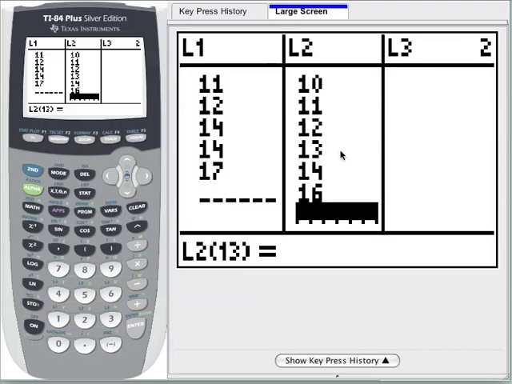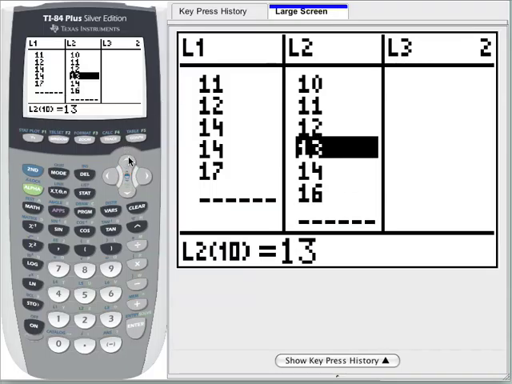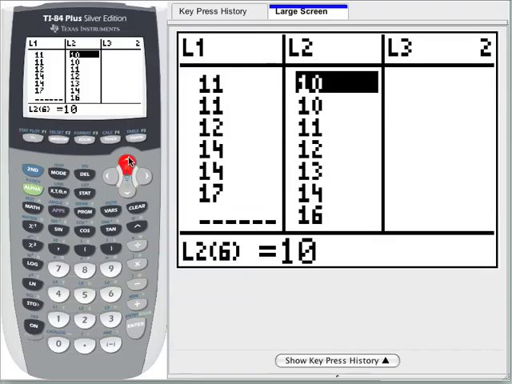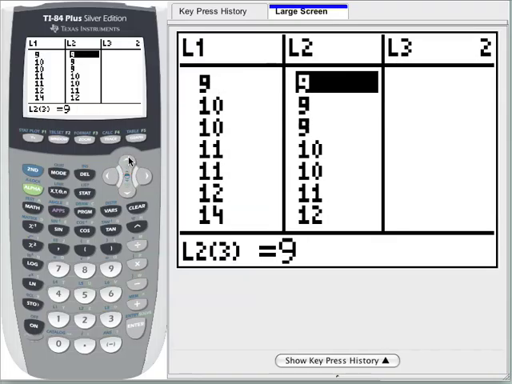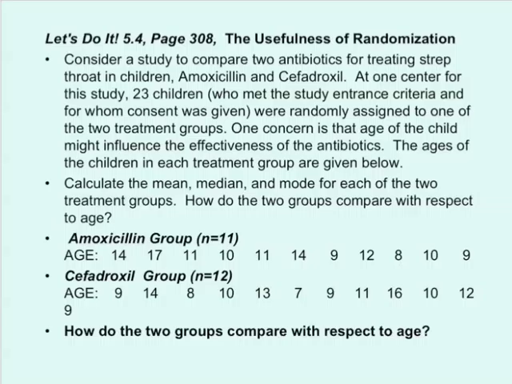So you could say that maybe it wouldn't be a bad idea to move one of those 9-year-olds over into the first group just to try and maybe balance them a little better with respect to age. That would be one option that you could do. Okay, alrighty then. So this is a fairly short LDI. Hopefully you got it. And the main purpose here, more than anything else, is to make sure you know how to use your calculator to calculate a mean, a median, and a mode.